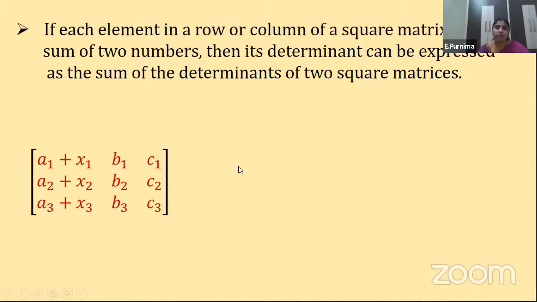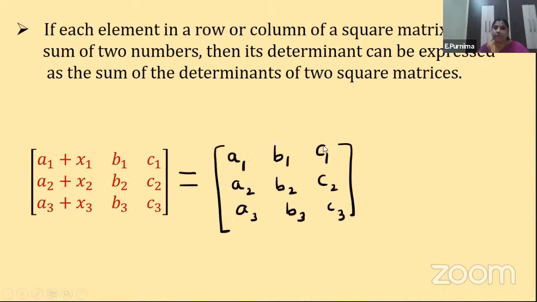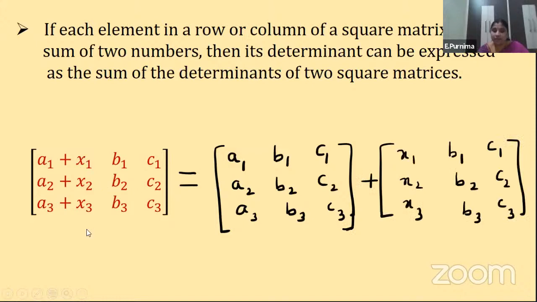So how will the sum of two determinants be? Let us see. A1 B1 C1, A2 B2 C2, A3 B3 C3, where the second column and third column are as they are. Only the first column is split. That is, a1, a2, a3 are taken as the first column, and in the second matrix, x1, x2, x3 is taken as the first column, and the second column and third column remain as they are. Is it clear? We can split this matrix like this. Then we can find out the determinants separately and then add. Understood, children? So like this we can do. This is also an important one.